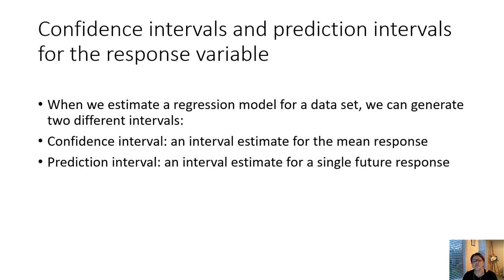Okay, and there is one more point. It is confidence intervals and prediction intervals for the response variable. When we estimate a regression model for a data set, we can generate two different intervals. The confidence interval is an interval estimate for the mean response, and the prediction interval is an interval estimate for a single future response. Thank you.